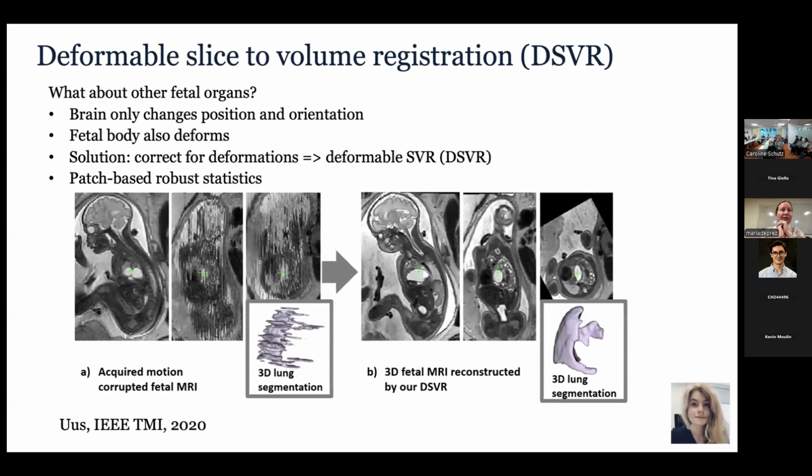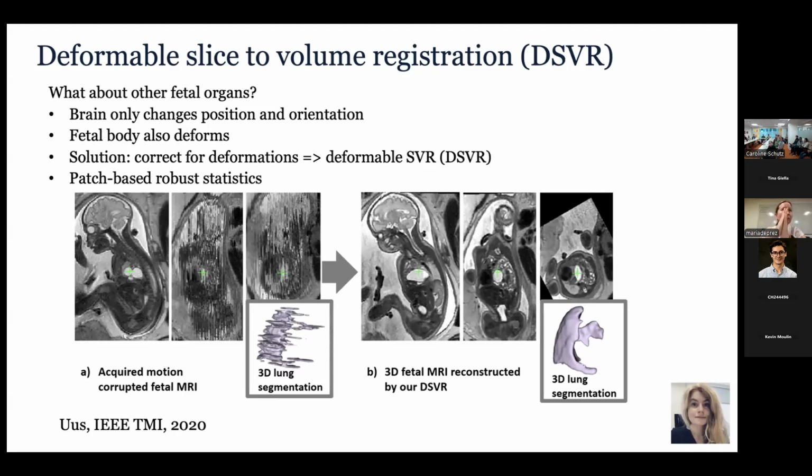And it turns out that the way that everything is designed is actually not complicated because we can just switch the rigid for non-rigid registration and everything else is just working as before. Even the point spread function, it will be deformed, but you calculate it exactly the same way as before, you just deform it as well. The only thing that we added was patch-based robust statistics.